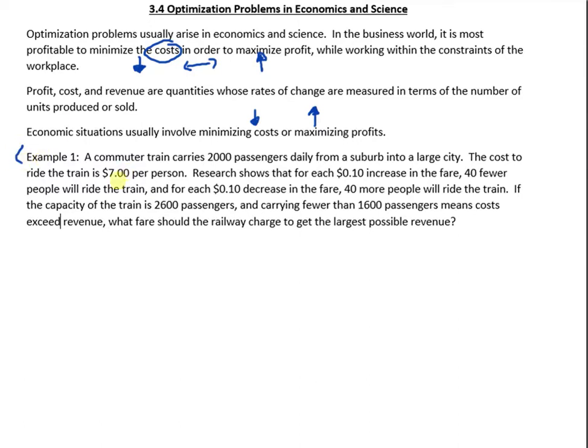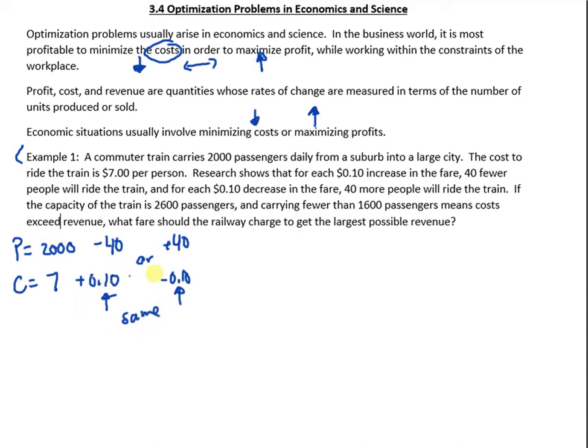So example one: a commuter train carries 2,000 passengers daily from the suburb into a large city, and the cost is $7 per passenger. But research shows that for every 10-cent increase, so plus 10 cents, 40 fewer people are going to ride the train. So minus 40, it's going to go down 40. Or for every 10-cent decrease, 40 more people are going to ride the train. So these two situations are the same.